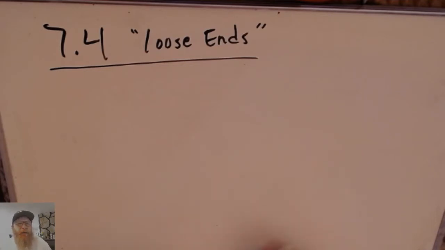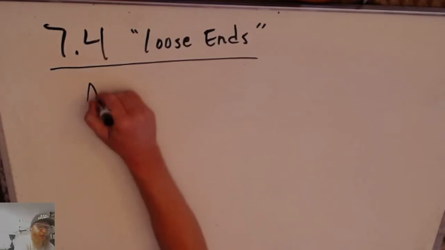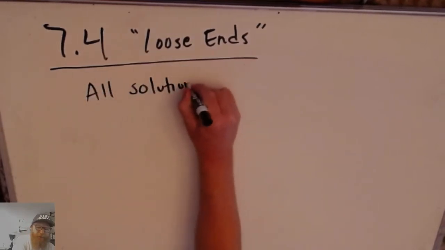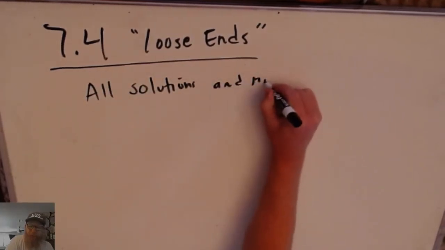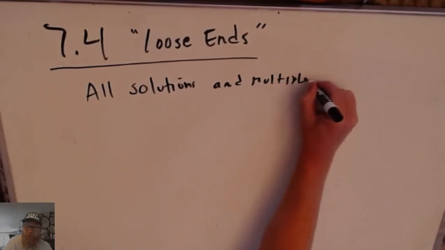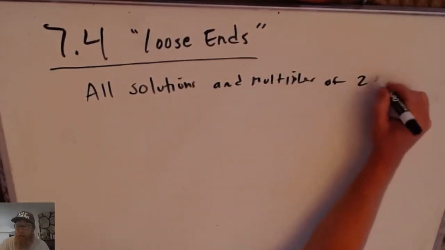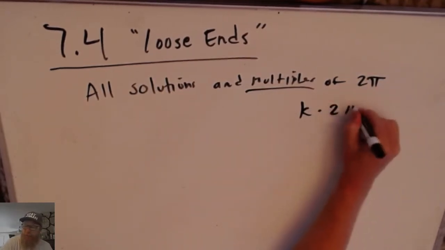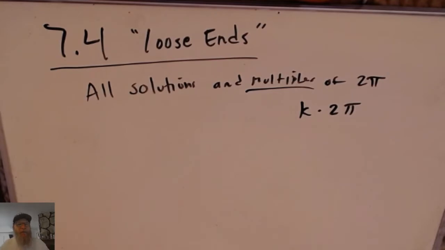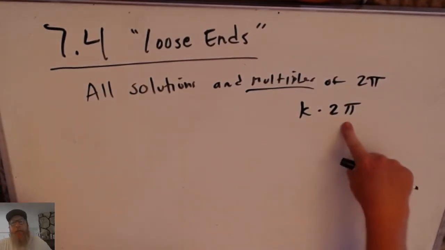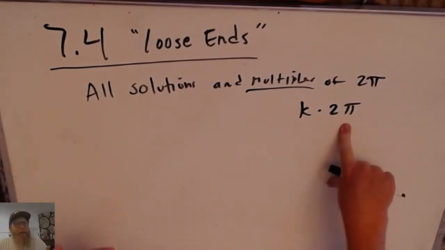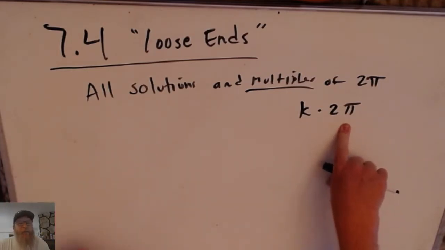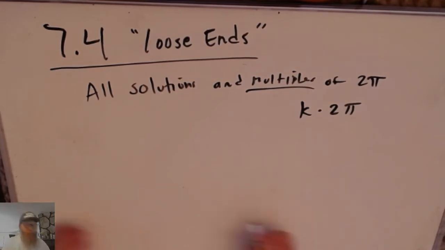In reviewing the video and getting a lot of questions from students about finding all the solutions and multiples of 2 pi or 2k pi. The multiples are k times 2 pi. I realized that all the examples that I gave had multiples of 2 pi, but there are other possibilities depending on what the value is or which trig function you're talking about.